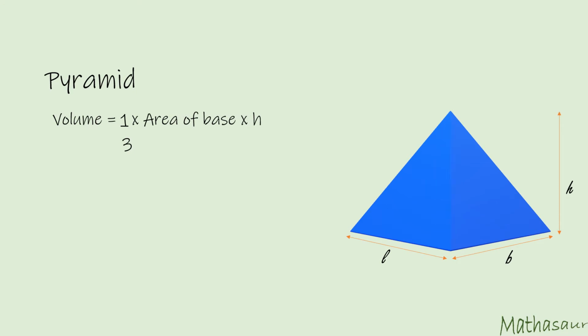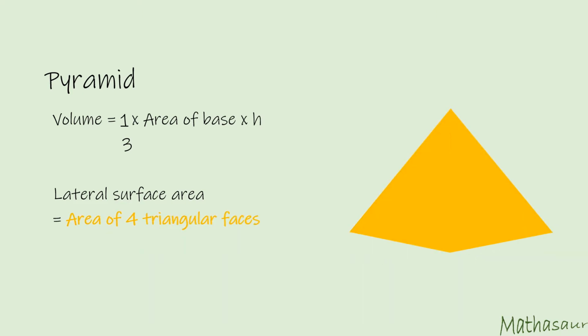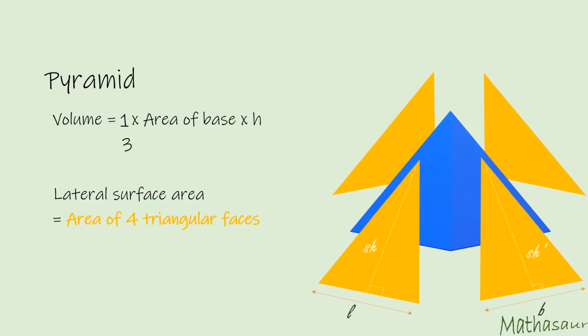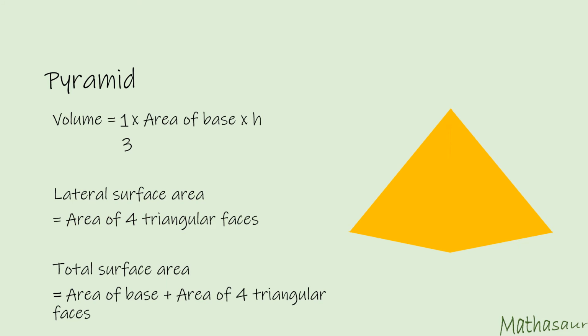The volume of this pyramid is 1/3 times area of base times h. The lateral surface area would be equal to the area of 4 triangular faces. Now to find out the area of a triangular face, we would need the slant height. The total surface area would be equal to the area of base plus the lateral surface area.